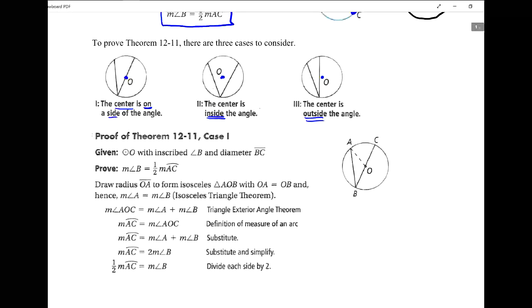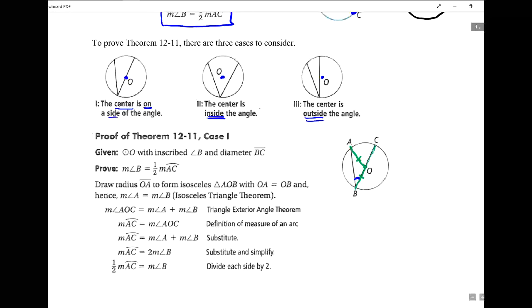And because this is a theorem, we know that it is proven. And so we have the proof here. We know that circle O is inscribed with angle B. So we're looking at this angle right here. And we have a diameter BC. Now that's going to be important. If we look here, we know that this is a radius, and this is a radius, and OC is also a radius. These are going to be congruent because that is an isosceles triangle.